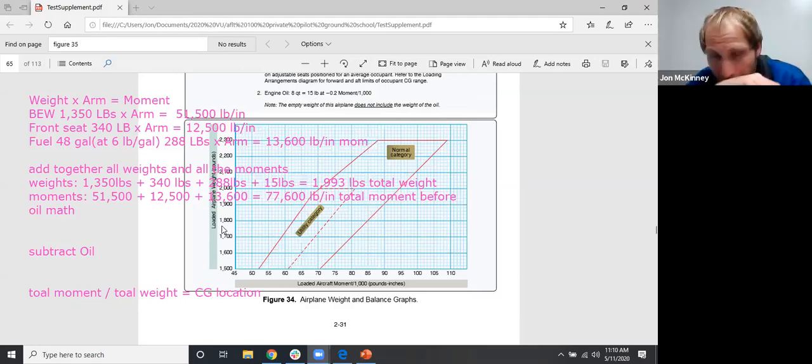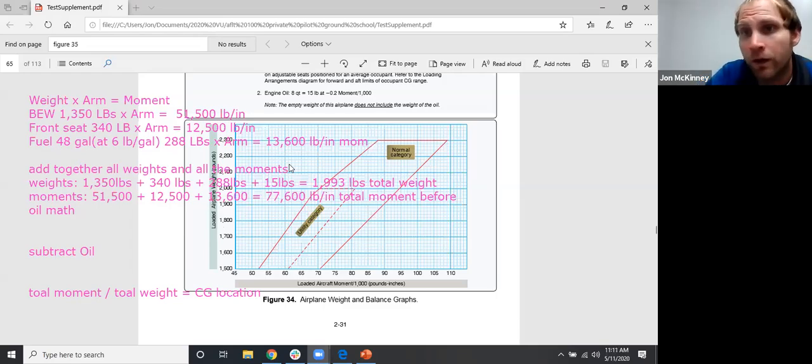So yeah, we are recording. This will go back up here as well, so you guys can review this later. The whole idea is that we need to now subtract the oil moment, because the datum is the firewall and the oil is in the engine, which is in front of the firewall. So that's a negative number according to this. I'm thinking that's what we need to do. Let's see if it works.